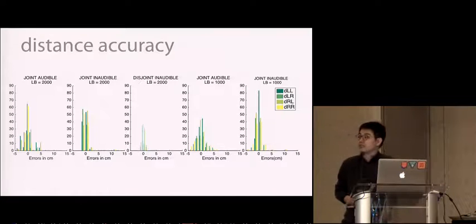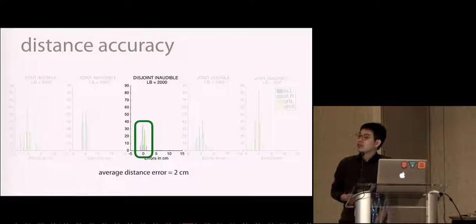Here is the distance accuracy result. We can see all of the chirp signal designs have a distance accuracy under 5 centimeters, and the best case is the disjoint inaudible. It even has an average distance error of 2 centimeters.